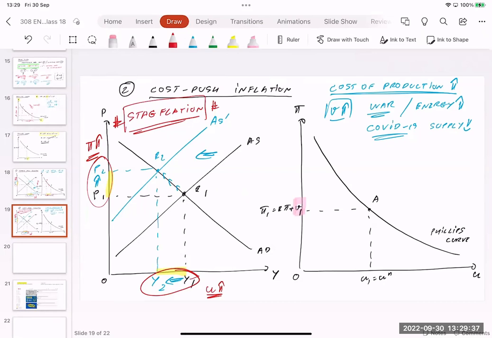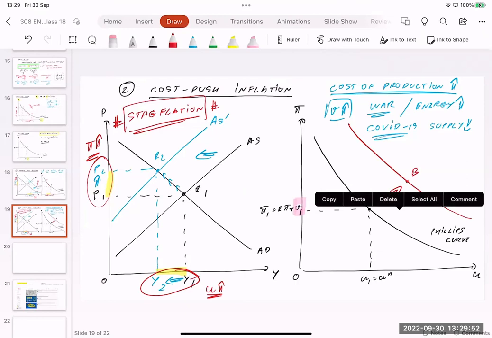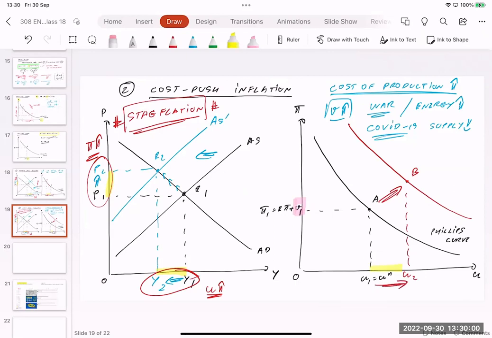So the next question is how it's going to affect the Phillips curve with cost-push inflation. The Phillips curve is going to shift to the right from point A to point B. It's going up to the right because unemployment is rising from U1 to U2. Unemployment is increasing higher than the natural rate. At the same time, you have supply shock V increasing. Pi is increasing from pi 1 to pi 2. Pi 2 equals expected pi plus V2.